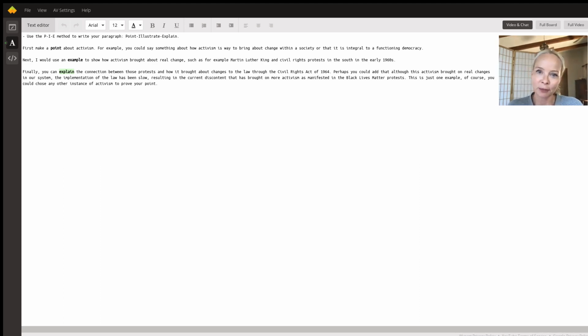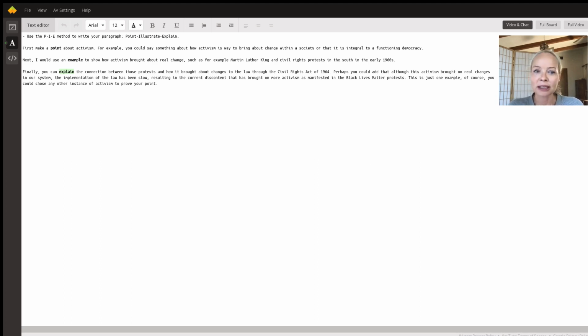Next, you have to illustrate that point with an example. So here's an example that you could use, or plenty of other examples out there, but I would illustrate with an example. So for example, you could talk about Martin Luther King and how the civil rights protests in the South happened in the early 1960s, and that's an example of activism.